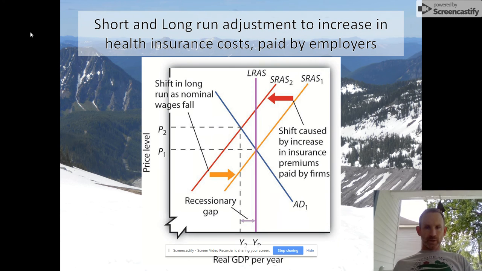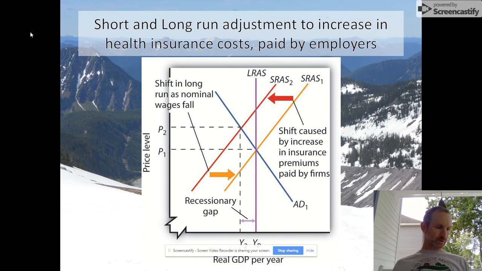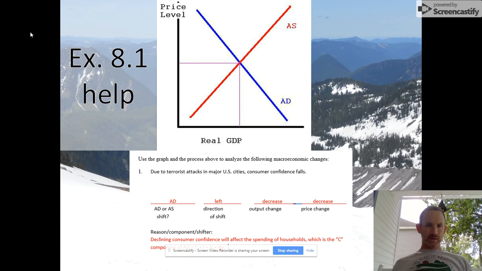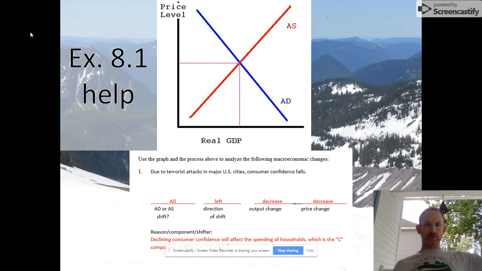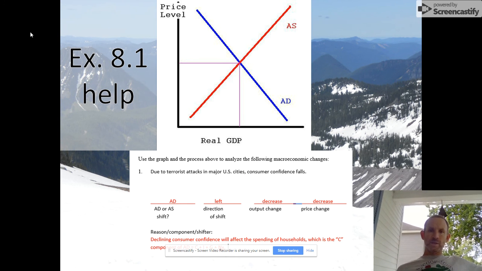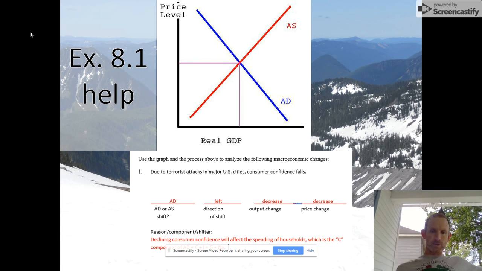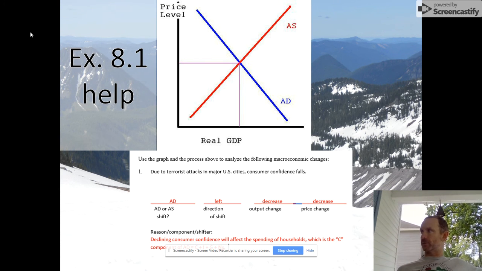Very similar story here. In the interest of time, I'm going to skip that one. I'm going to show you this. This is the first problem in exercise 8.1. I did it for you just to show you a graph as well. The situation is terrorist attacks in major U.S. cities, so consumer confidence falls.